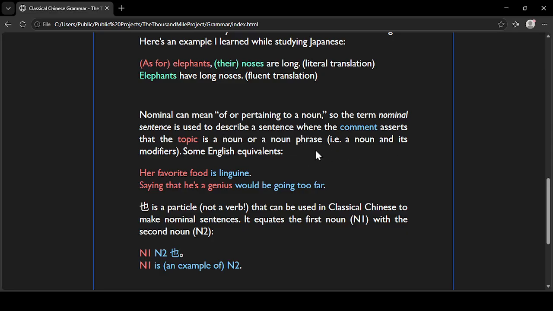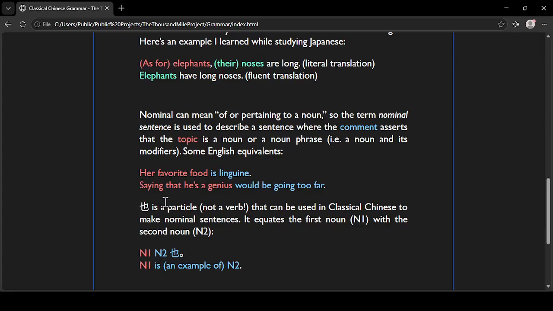So some English equivalents to a topic prominent sentence, or a sentence analyzed in terms of topic and comment, would be: her favorite food is linguine. This is the topic and this is the comment about it. Saying that he's a genius would be going too far. As you can see, you can have verbs that act as nouns, so saying and going too far.